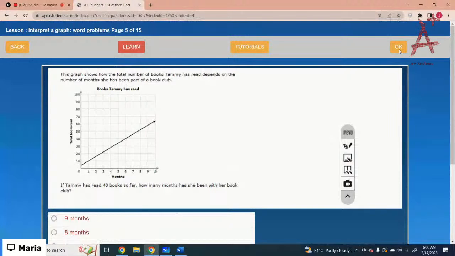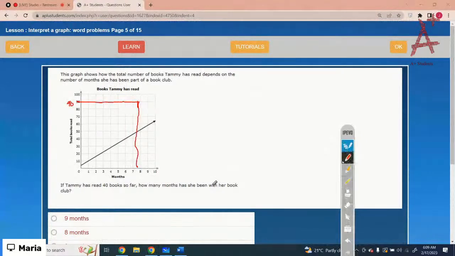Okay, this graph shows the total number of books Tammy has read depends on the number of months she has been part of a book club. If Tammy has read 40 books so far, how many months has she been with her book club? So 40 books she has. On the x-axis, you have the months she has been part of the book club, and on the y-axis, you have the total books read. So 40 books. Just match the 40 to the line and match it to the y-axis.